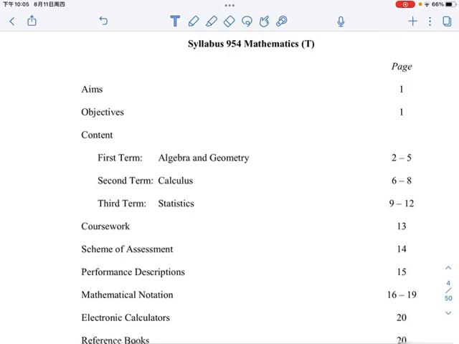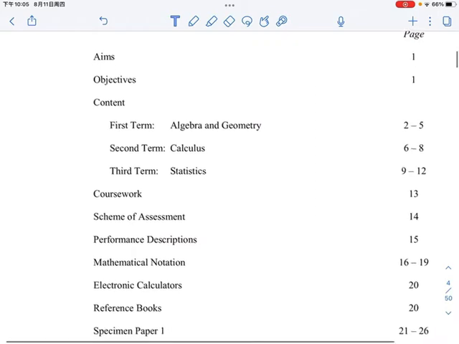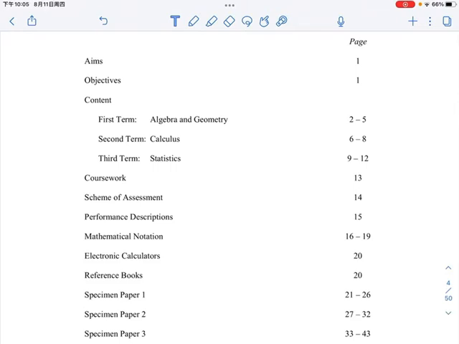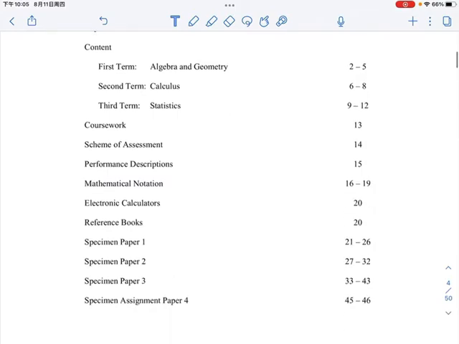And the coursework, you will have in your semester 2, because right now all of you are in semester 1, so you don't need to worry about it first. So let's go to the first term syllabus.